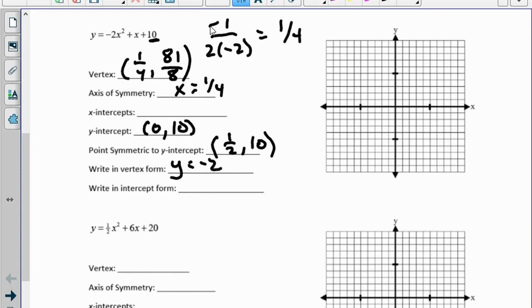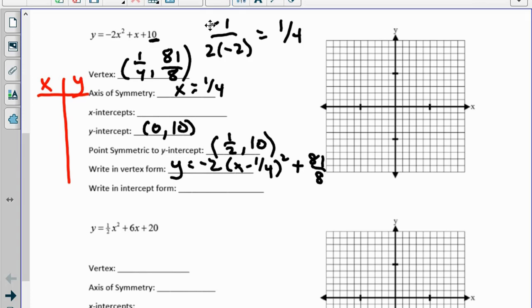So y equals negative 2, don't forget the a value, times x minus 1/4 squared plus 81/8. So I could graph this using a table, but notice that everything's going to be kind of nasty on the table. I have 1/4, 10 1/8. I'm using mixed numbers, even though I normally don't use mixed numbers. I'm going to use them because I'm trying to plot points, and it might not be easy to deal with 81/8 on there.